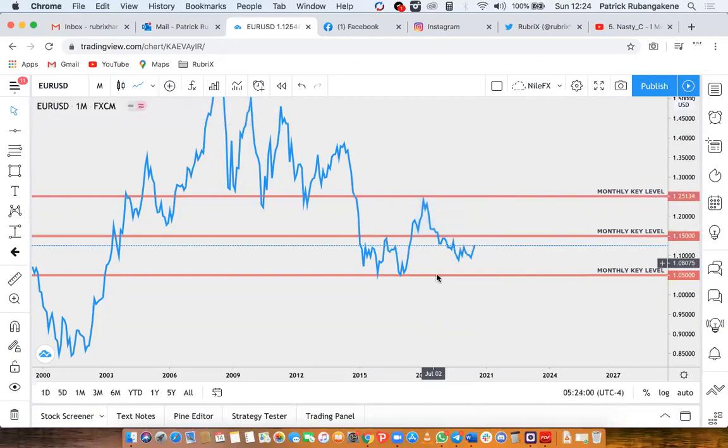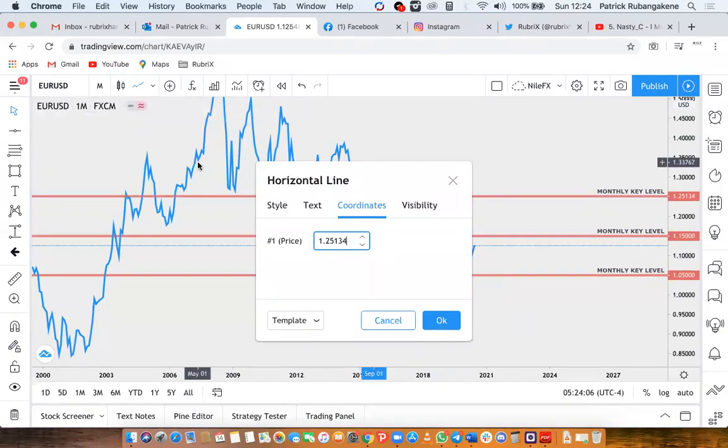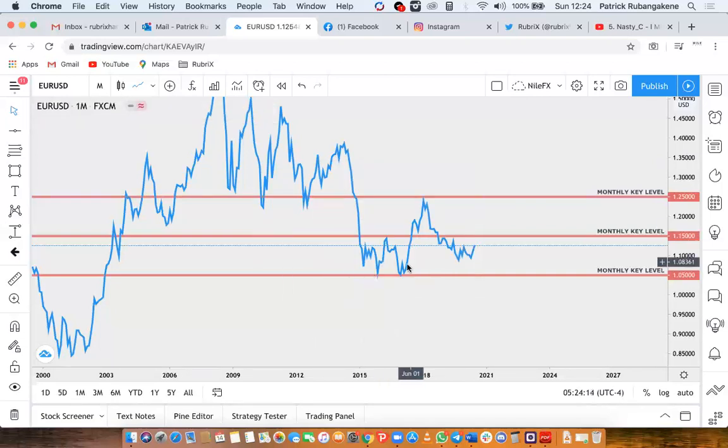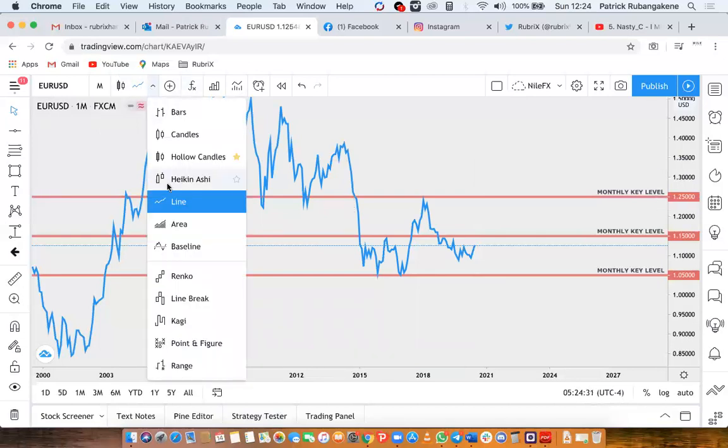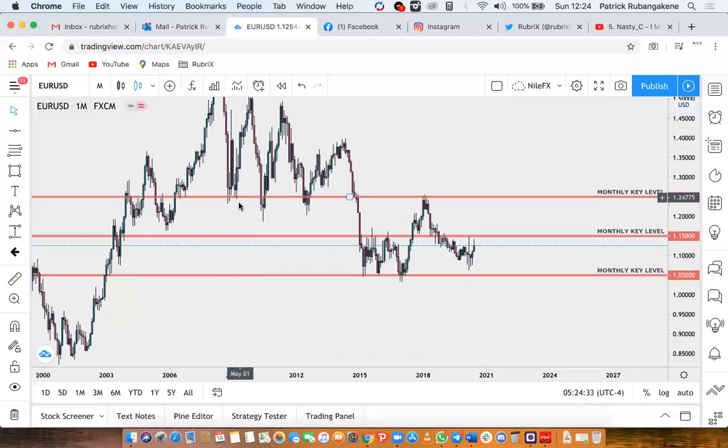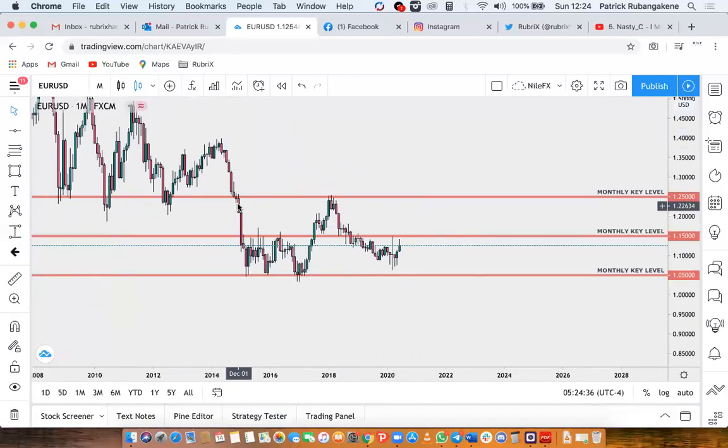Now I can remove this tool. So how do I edit this? I keep it at around the smart price 1.2500. Remember I told you the pip ranges on the monthly are always in thousands of pips. So between 1.05 and 1.15, that's 1,000 pips, and 1.15 to 1.25 is another 1,000 pips. So then when I switch back to my candles, it still looks good, right? It still looks good.